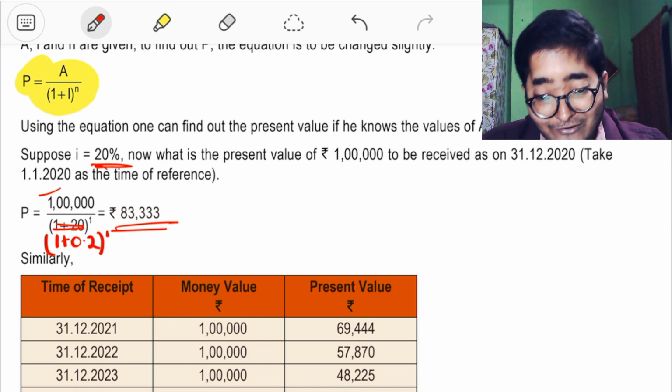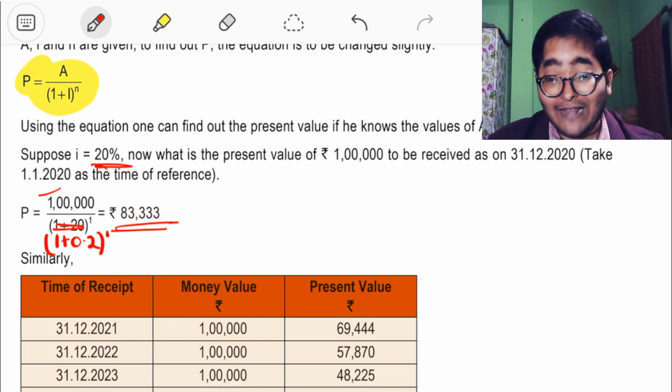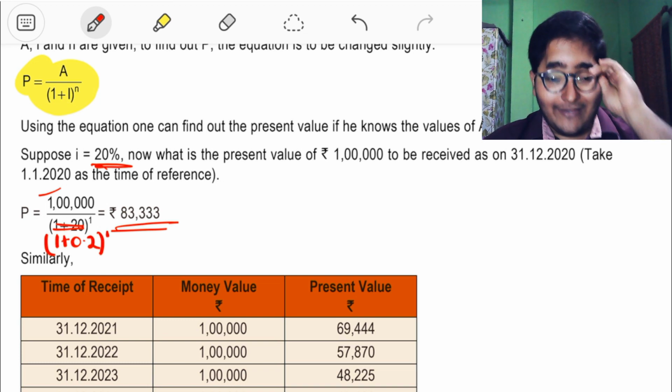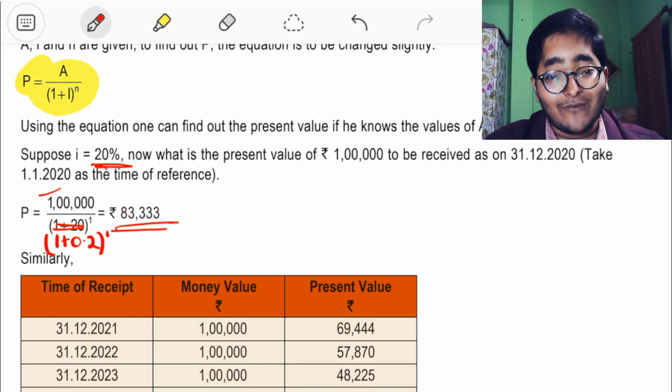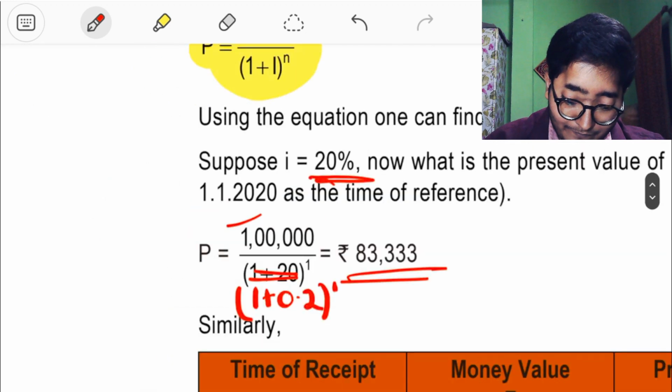So now let's introduce our calculator. To calculate, we need to prove, right? Yes, we need to prove ourselves. So let's introduce our calculator at this point of time.